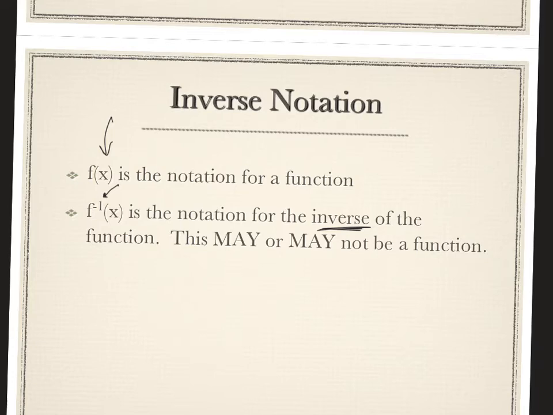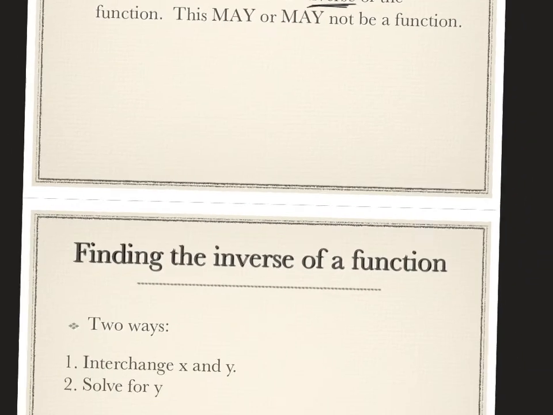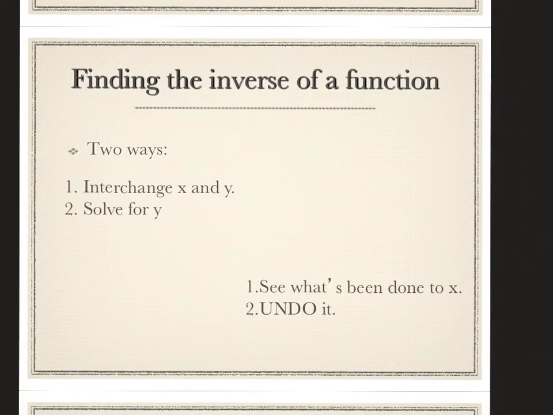So let's take a look. There are 2 different ways to do it. I don't really care which of these 2 ways you use, but I will show you both. The first way, I would tend to call the algebra way. All you have to do is interchange the x and the y and solve for y, and then you will have the inverse. That's the algebra way. The other way is more intuitive. It's like, let's see what's been done, and then let's undo it.